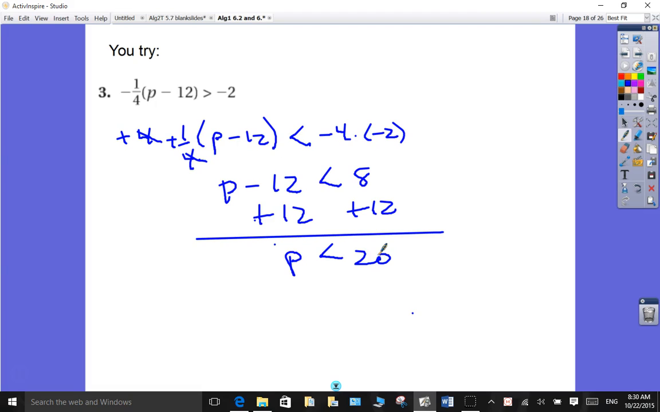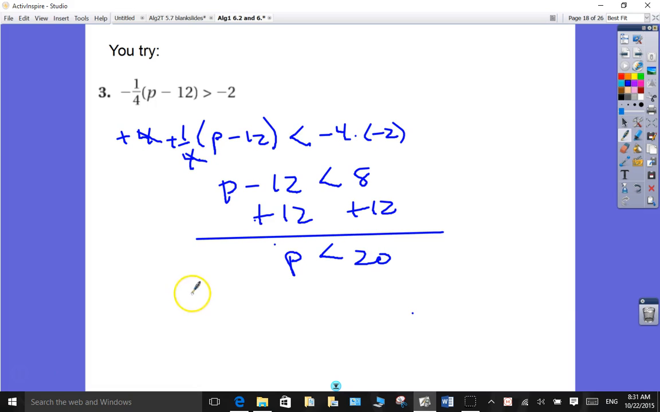Do you distribute first? Yeah. If you distribute first, then what would you have gotten? You would have gotten negative 1/4 P plus 3, right, is greater than negative 2. Then you would subtract 3 to get negative 5. Then you would multiply by negative 4 to get positive 20. Same thing.